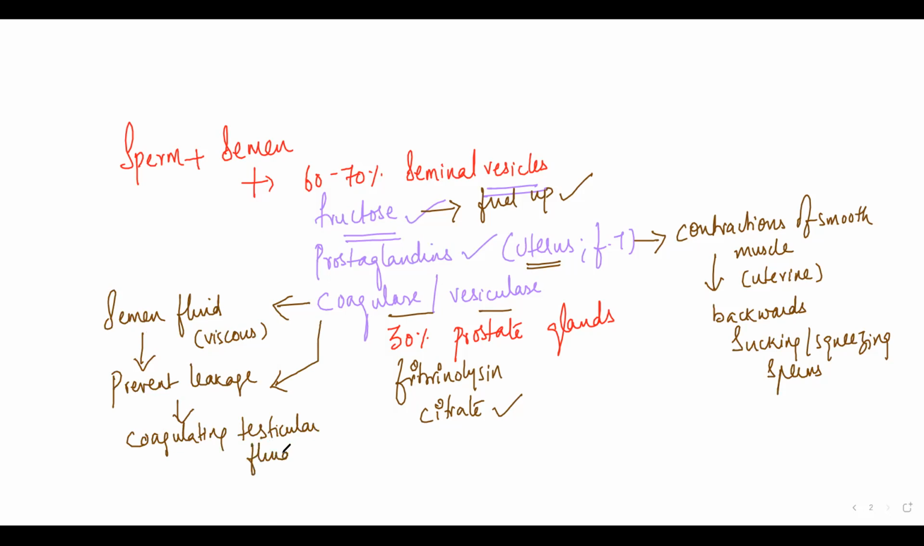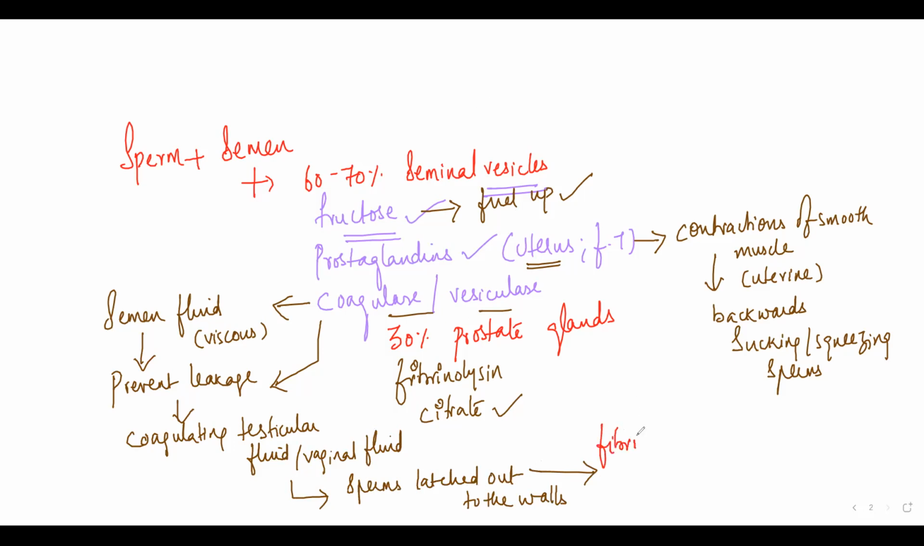Okay, the seminal fluid as well as the vaginal fluid, because of this clotting or clogging up, the sperms are going to be latched, attached to the walls of the vaginal area. But if the sperms are not able to swim, then what is the need of this ejaculation? So here the one called fibrinolysin now comes into the role. The fibrinolysin comes and releases the sperms which are latched to the walls, right?